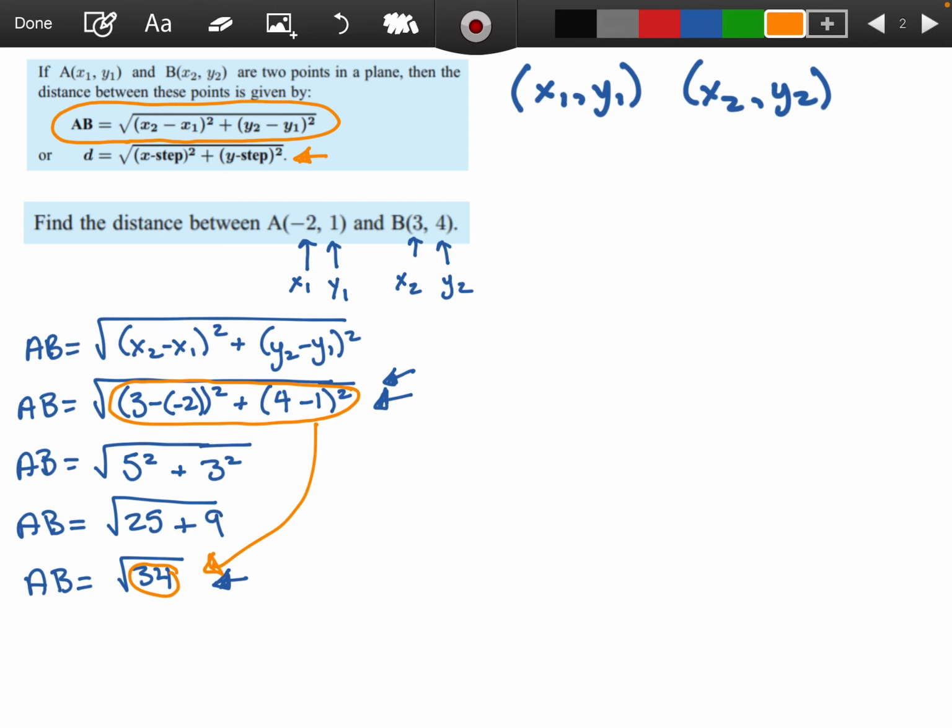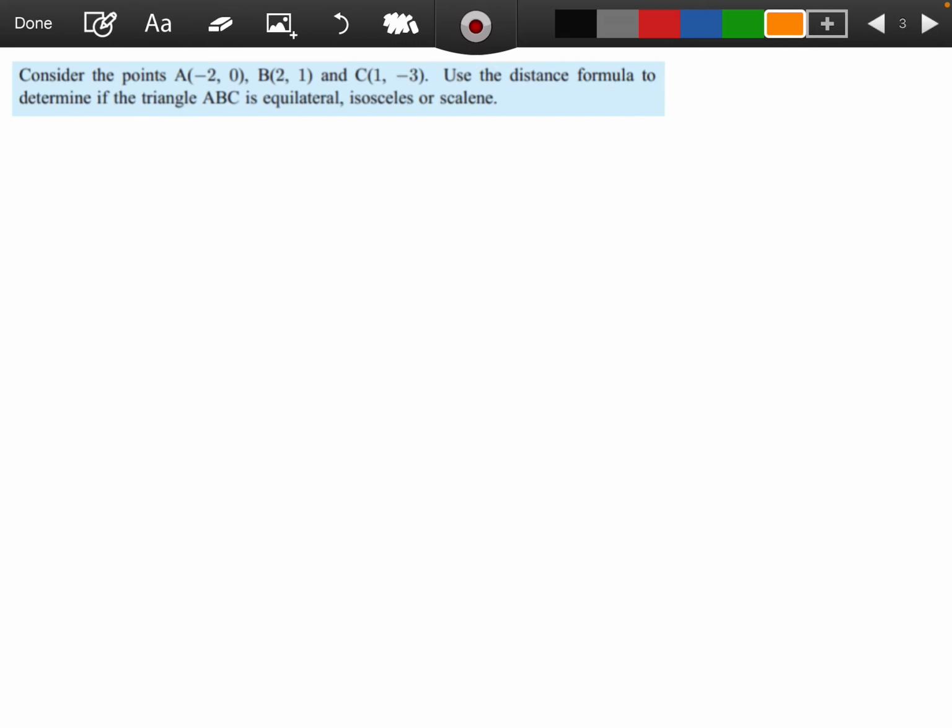So that's the basic use of the formula. Here's 2 points, find a distance. Great, plug it into the formula, away you go. So the formula has some other uses, more like a test, and it has to do with testing triangles. And there's 2 kinds of questions that you're going to see.